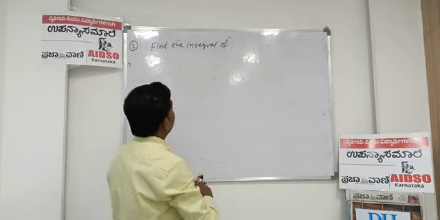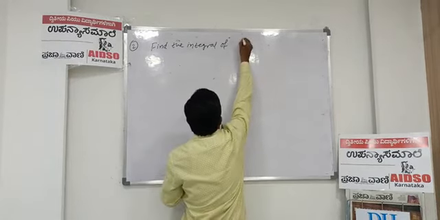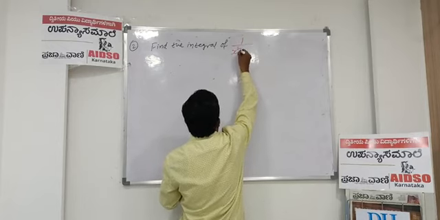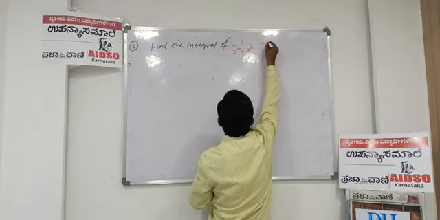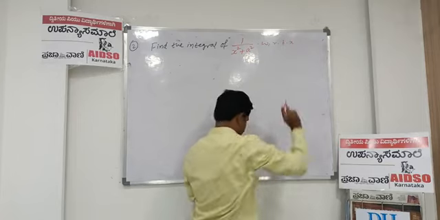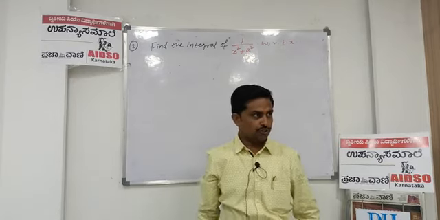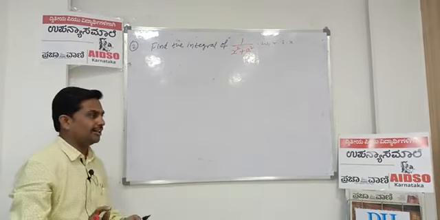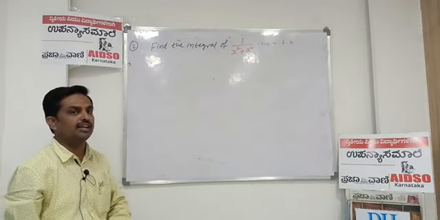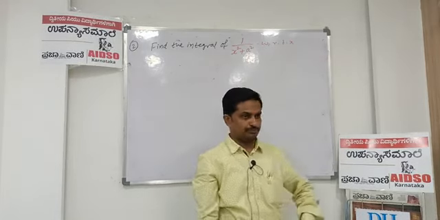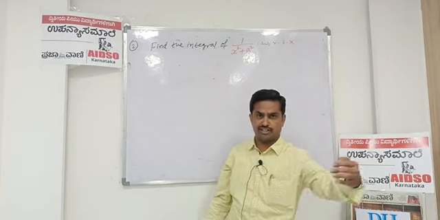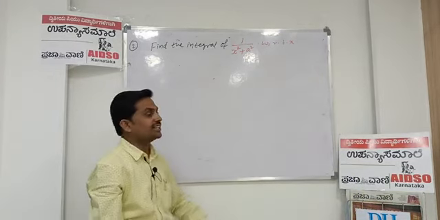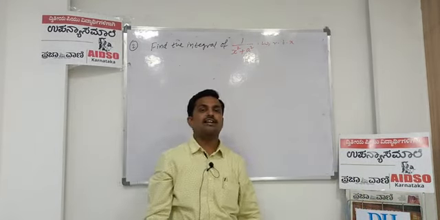Next, find the integral of 1 upon x square plus a square with respect to x. This is the next question now. So now this question can easily be simplified. How can we simplify it? The other two questions we have seen: the first was a square minus x square, and the next question we have seen is also a square minus x square.